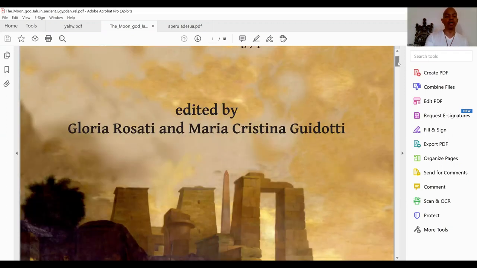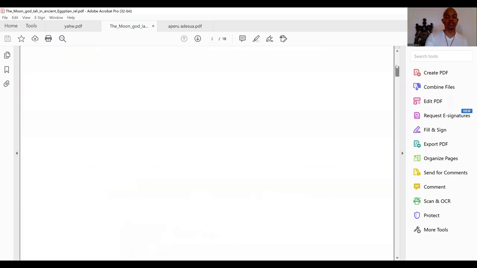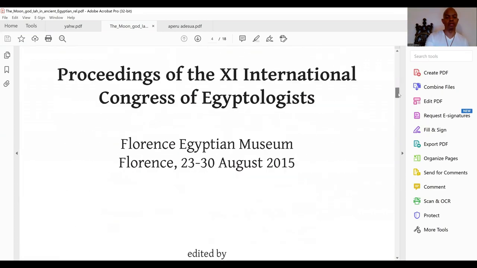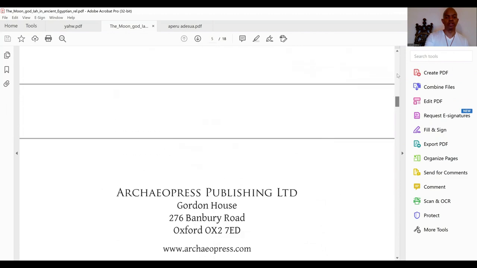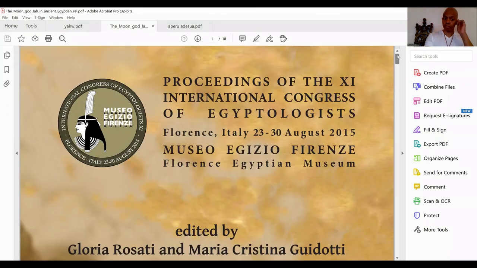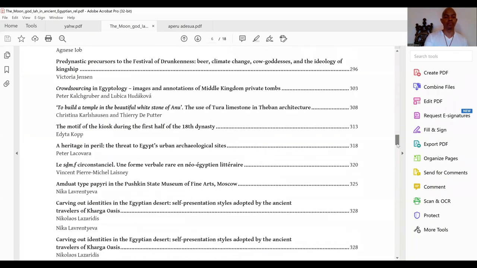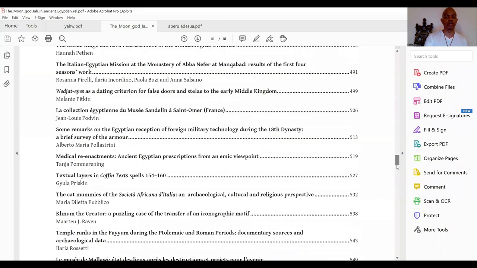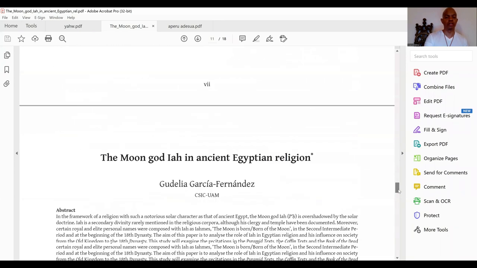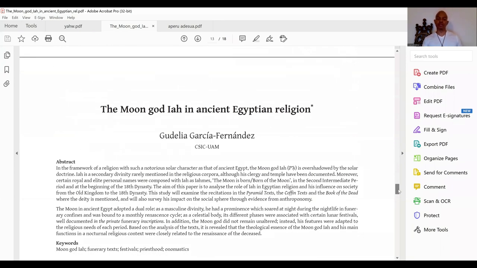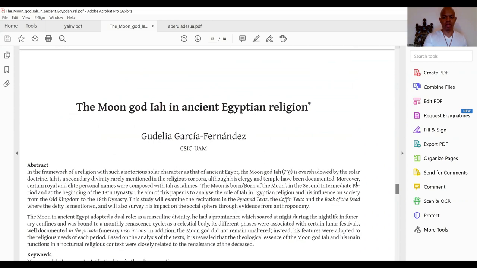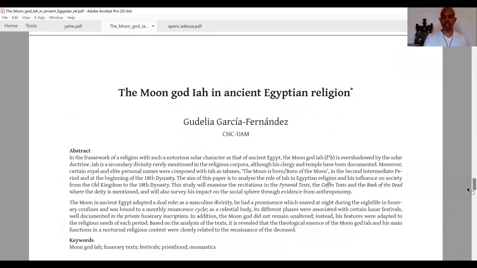Now let's look in ancient Kemet and see what's going on with that. So there's a particular article that we want to touch on, the moon god Yah in ancient Egyptian religion. And we can send you the link for this particular study. We're not going to go through the whole thing. There's just a couple of things we want to point out.